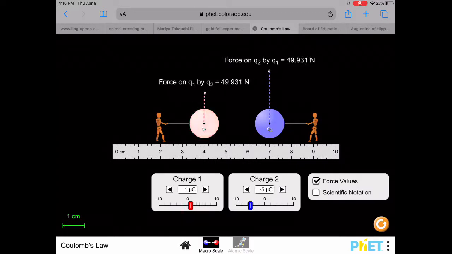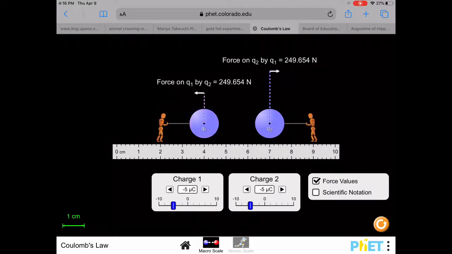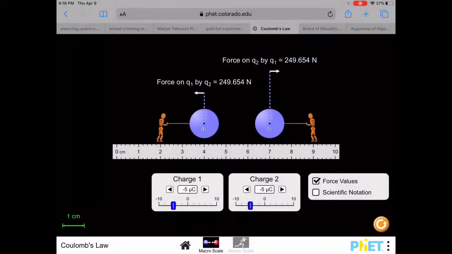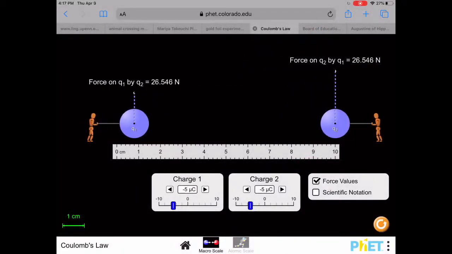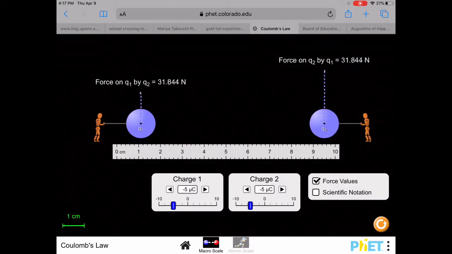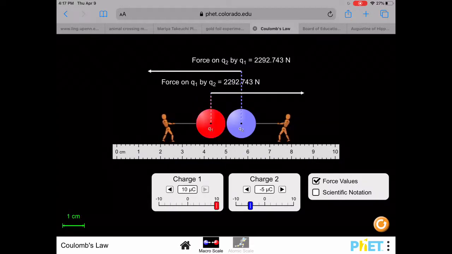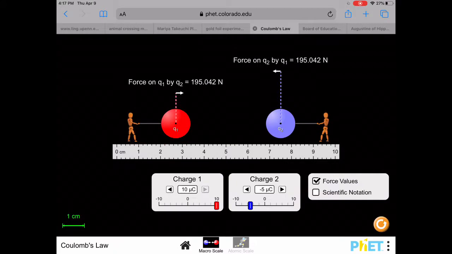The charges we're looking at right now are also very small. That weird U, that's a micro. We're looking at micro charges, microcoulombs, very, very small. Another important thing to look at is the distance between charges. As I pull them further away, the force gets smaller. As I push them closer together, the force gets much bigger.